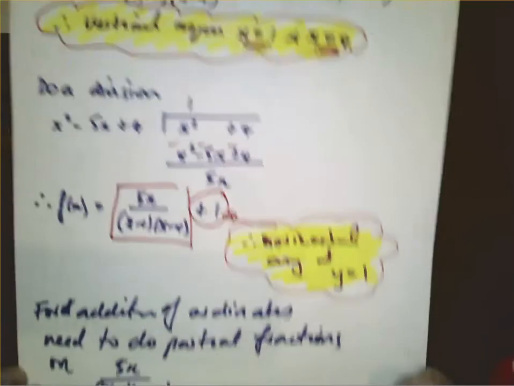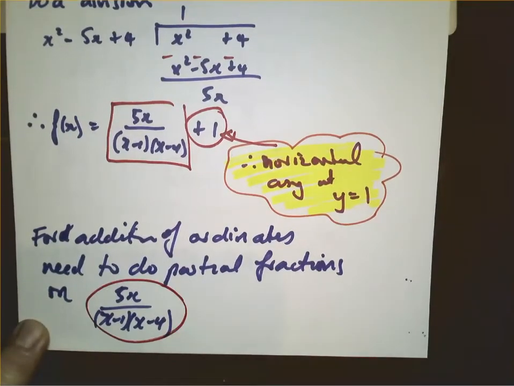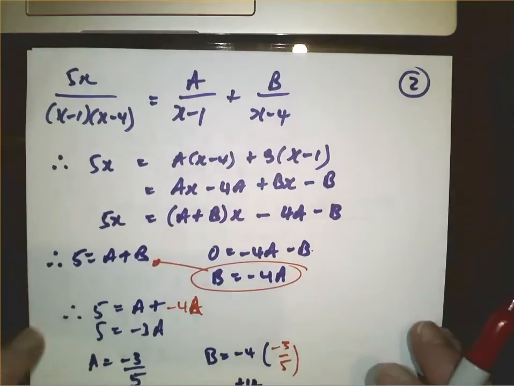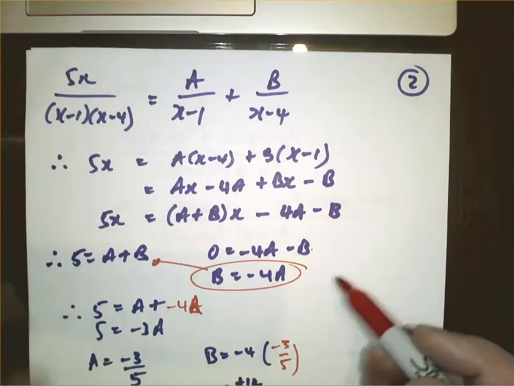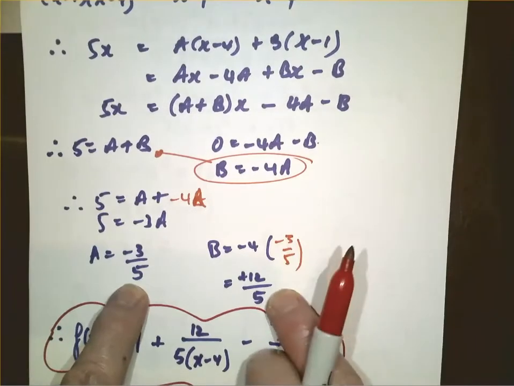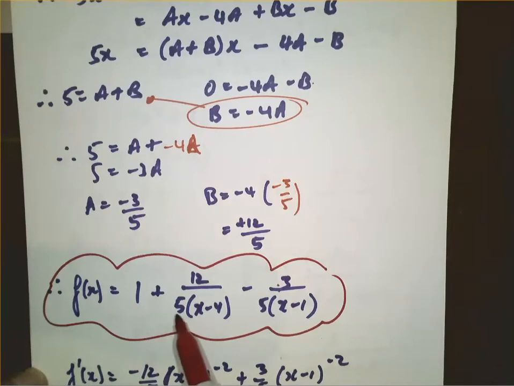To draw these, I'm going to use the idea of addition of ordinates. And to do that, I need to turn this into partial fractions so that I know what 3 bits I'm drawing together. So I have completed my partial fractions and I found out that A equaled -3/5 and B equaled 12/5. Therefore, this is my function: 1 plus 12 over 5(x minus 4) minus 3 over 5(x minus 1). A hyperbola plus a hyperbola plus the horizontal line y equals 1.